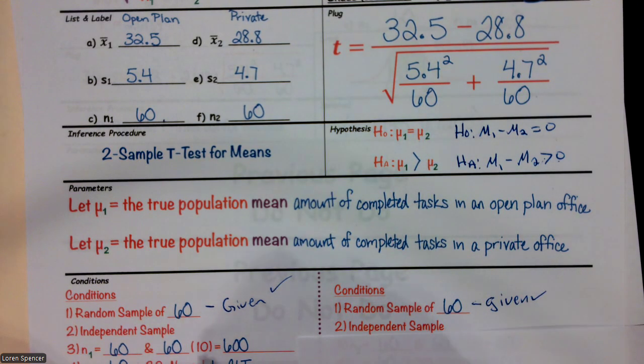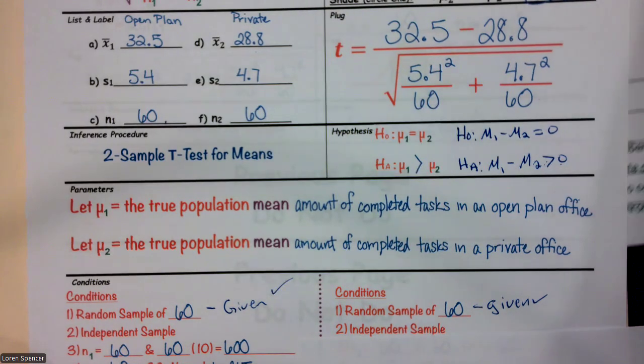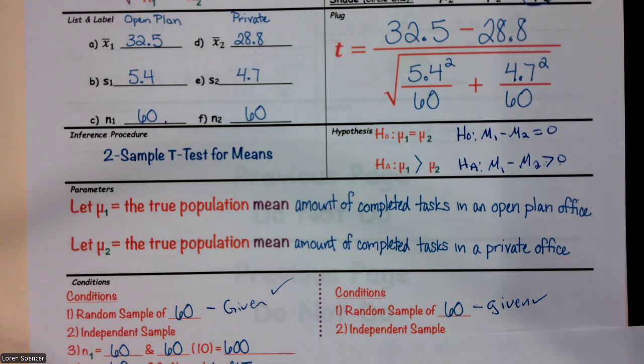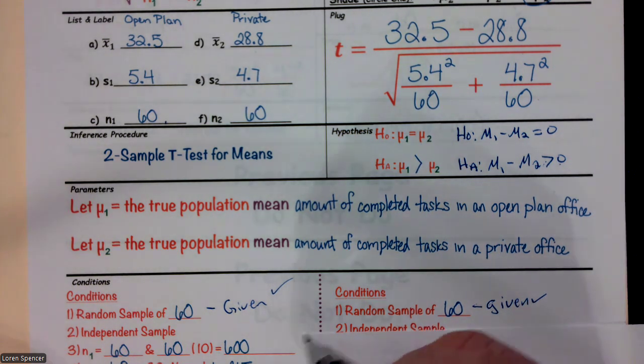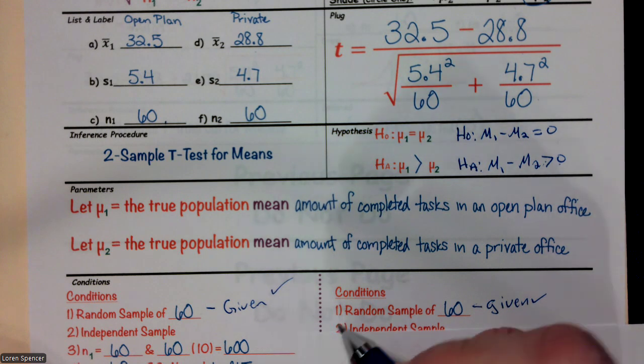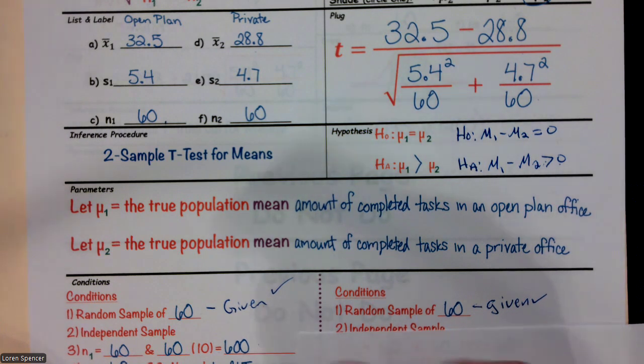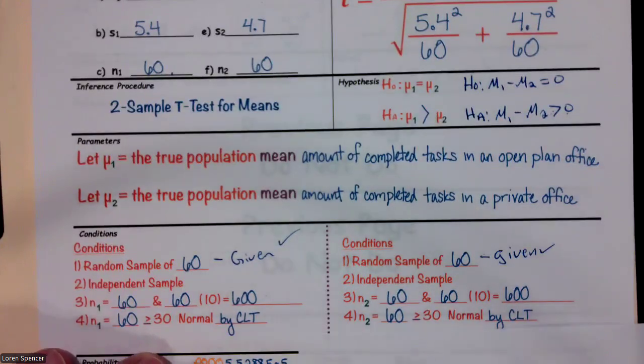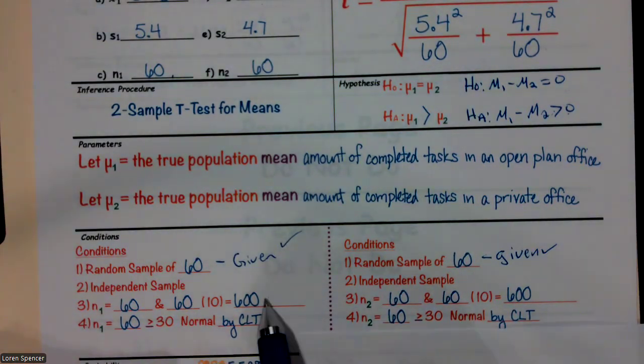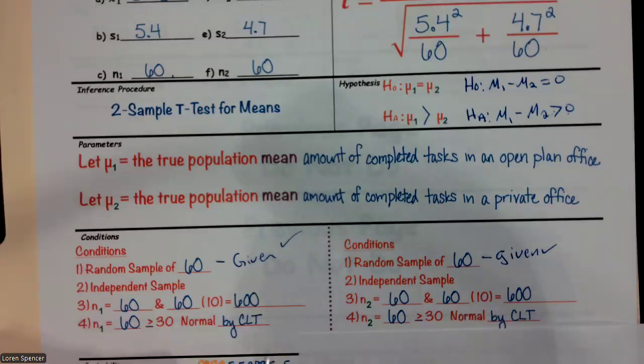And if we go 60 times 10, we get 600. And we did not give, well, we made a mistake. We did not give the population size. So we need to actually have a population size. So let's just say our population was much larger than 600. So we need to make sure that the n is less than 10%. I don't have a way to check that because we didn't give the population size.